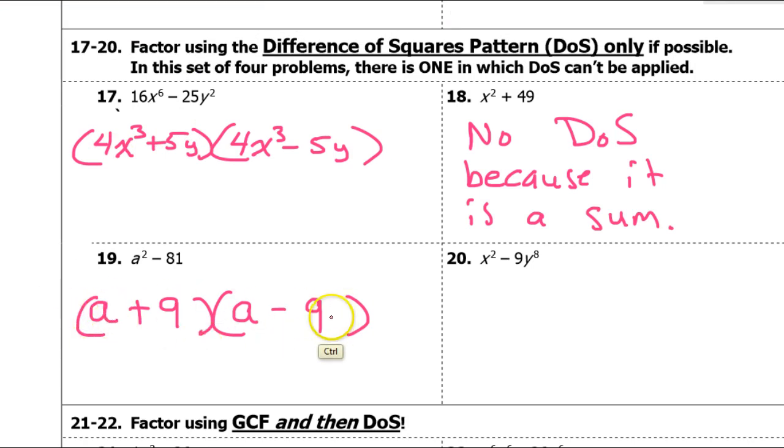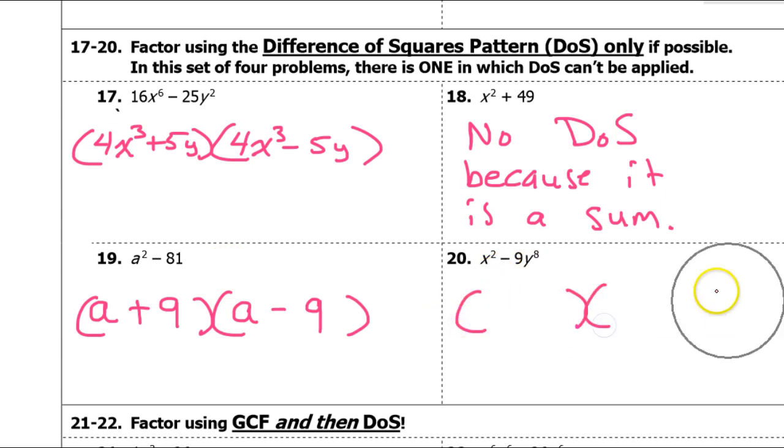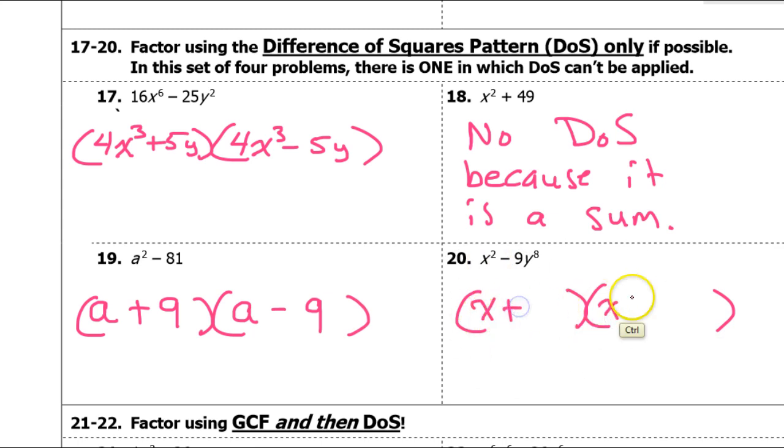Okay, a plus 9, a minus 9. Boom. Number 20 also fits the difference of squares pattern. X squared is x times x. Okay, we'll go plus and minus. 9 is 3 times 3. And y to the 8th power is y to the 4th power times y to the 4th power. So that's difference of squares.